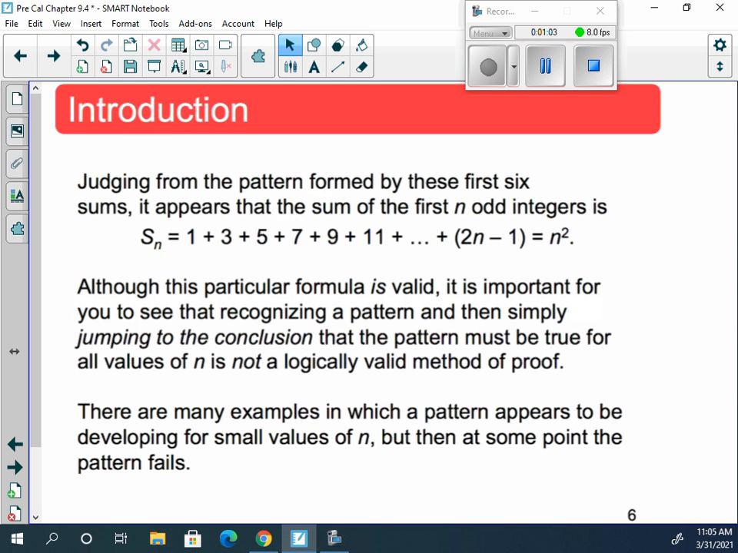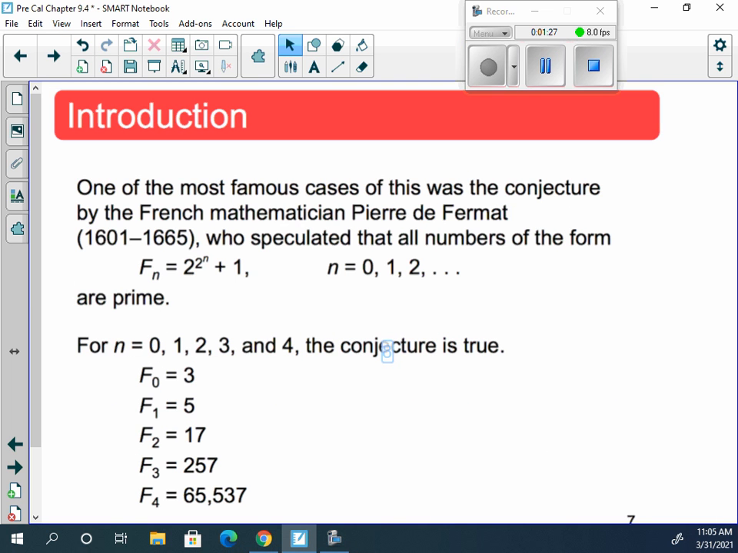Although this particular formula is valid, it is important first to see that recognizing a pattern and then jumping to the conclusion that the pattern must be true for all values of n is not a logically valid method of proof. Just because we've seen it for the first so many doesn't mean it's going to work for all of them, because there might be one out there eventually that it doesn't work for. So what we do is we use mathematical induction to show that it is true. The conjecture is true for these here.